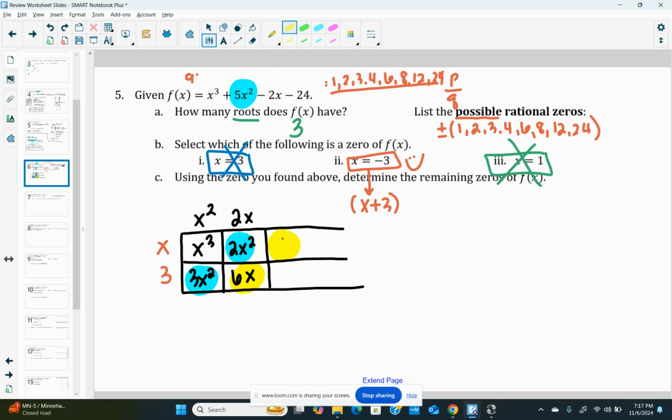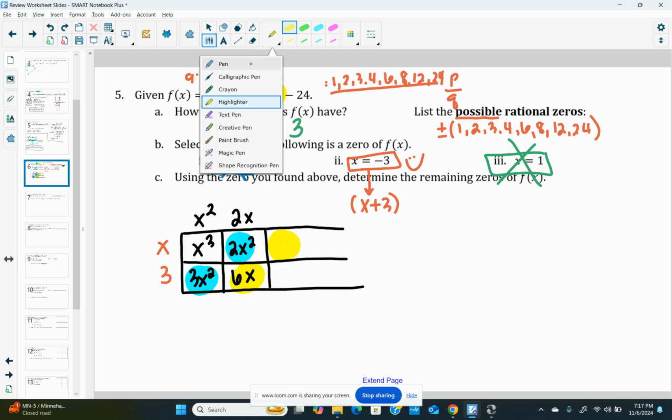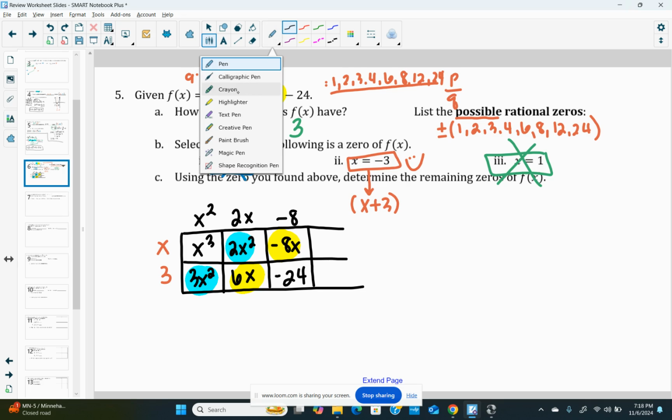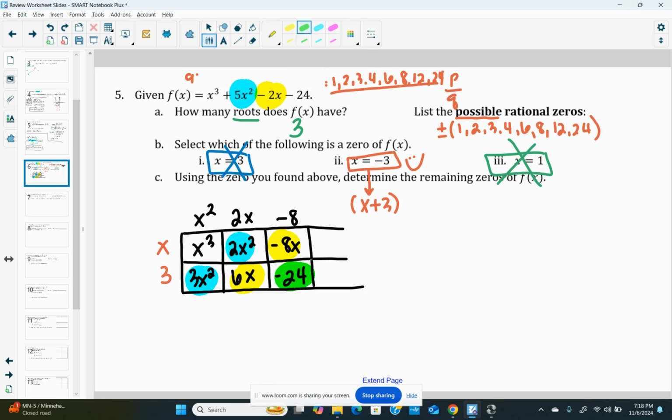And then 6x plus this needs to give us negative 2x. So 6 minus 8 gives us the negative 2. So then x times negative 8 gives us the negative 8x. Negative 8 times 3 is negative 24. And then this number plus this needs to equal this last number. And negative 24 plus 0 gives us that. And this is our remainder. So that's good.